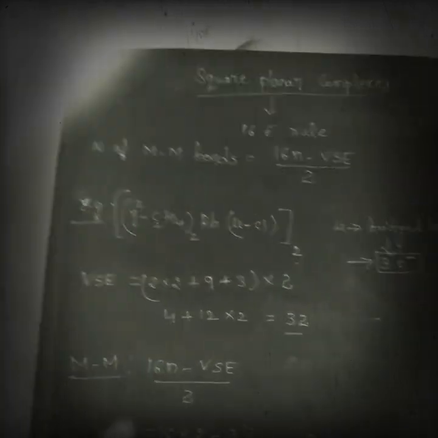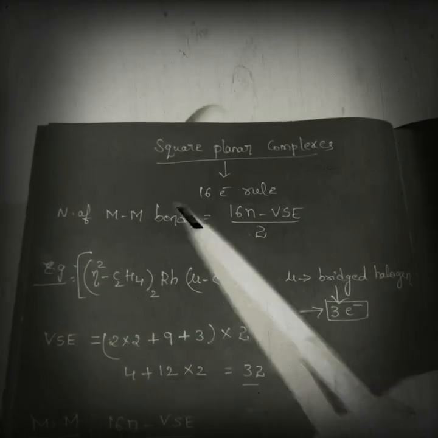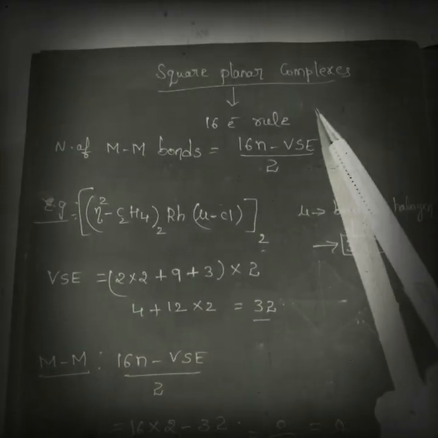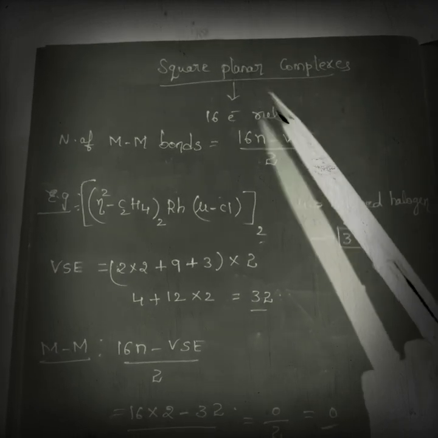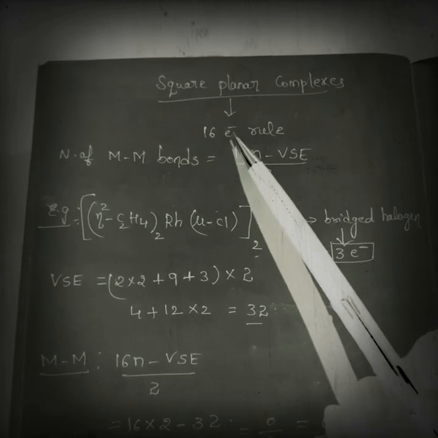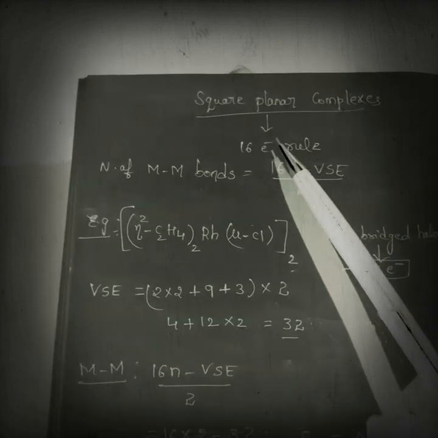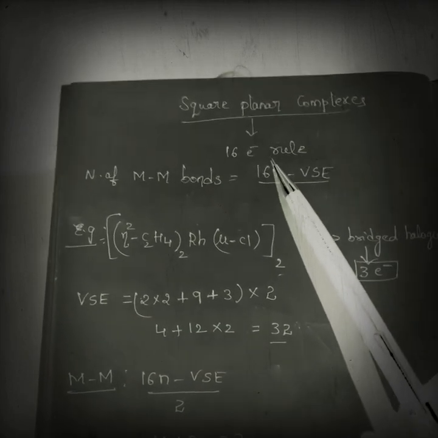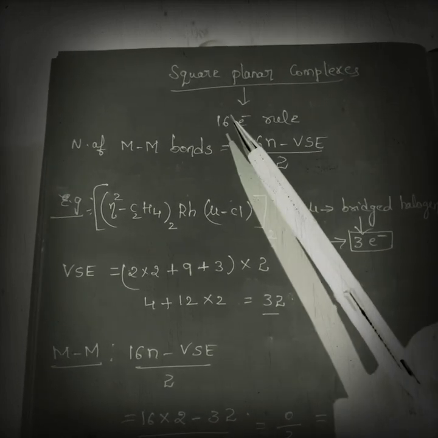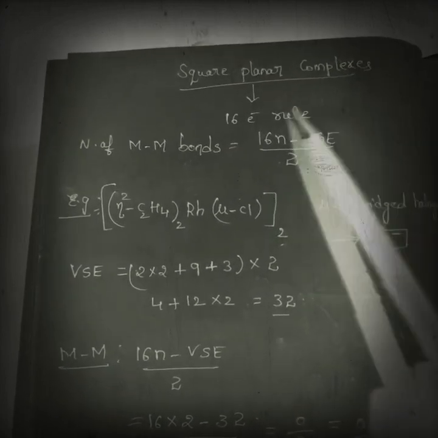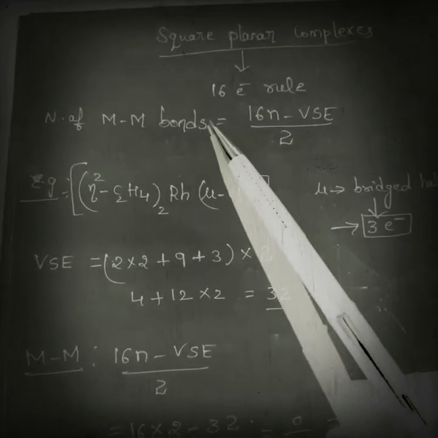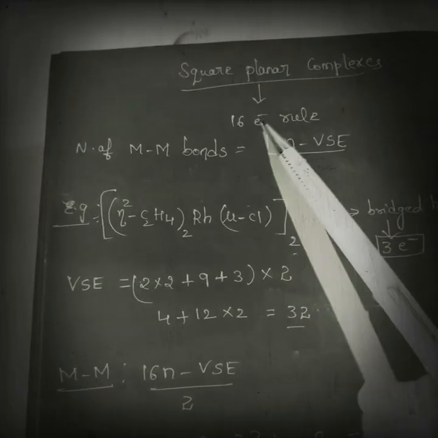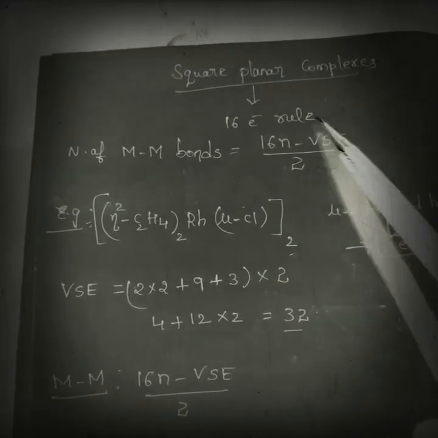See, this is a square planar complex, friends. In my previous video, I already said that. Mostly we think that if a particular complex follows the 18 electron rule, then it is said to be stable. But I already said that square planar complexes are said to be stable if they follow the 16 electron rule, friends. This is important.